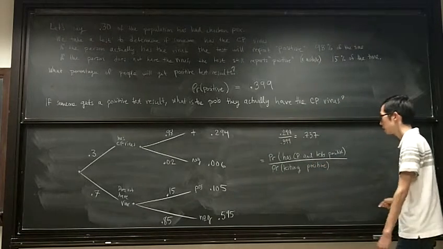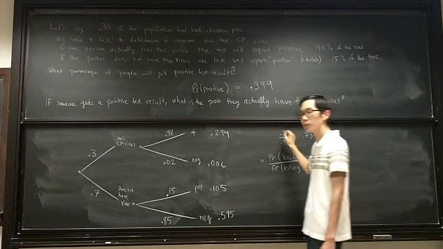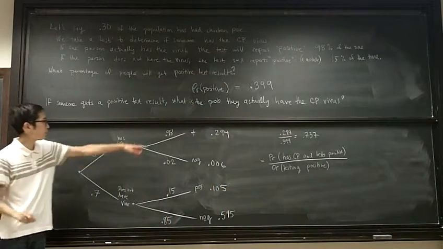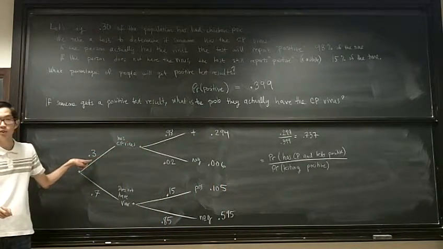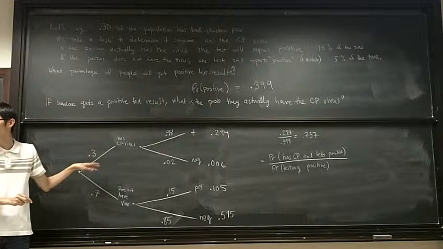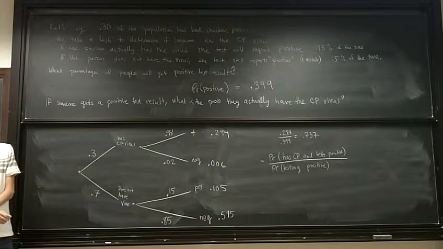Okay? So on the top I'm putting 0.294. Why am I putting 0.294 and not 0.3? Because 0.3% of the population has the chickenpox virus, but why am I not putting that on the top? Because it's only 98%.